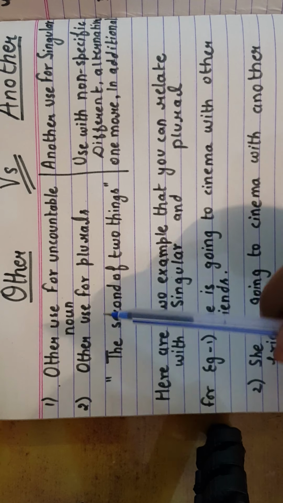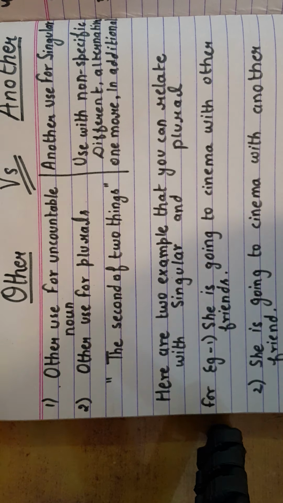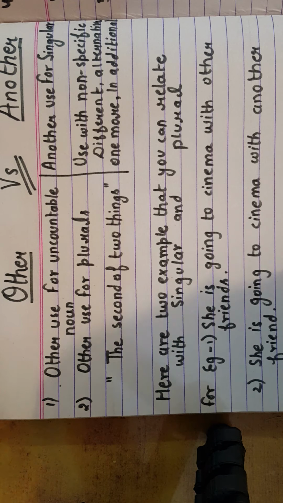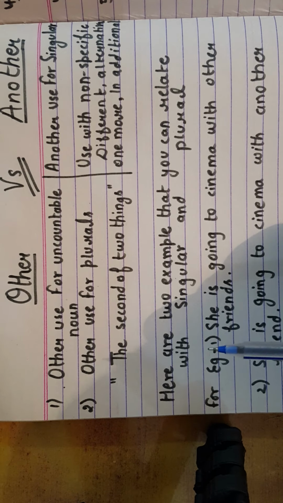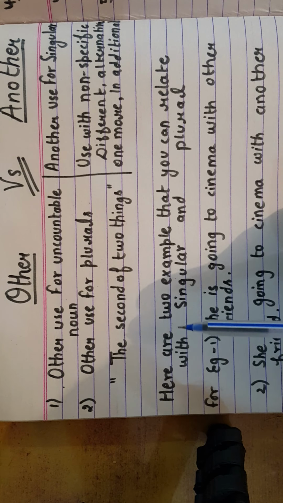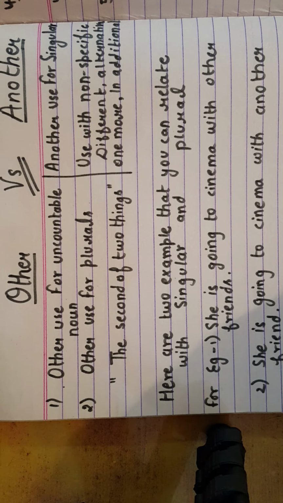And the second point is other is used with plurals. So other is never used with singular. If you are making a sentence, notice what word you are using, whether singular or plural. If you are using singular, then you need to use another. We cannot use other because other is always used with plural. And one more thing to keep in mind is that we always use other as the second of two things. So there is a pair of things, and we use other as the second of the two.